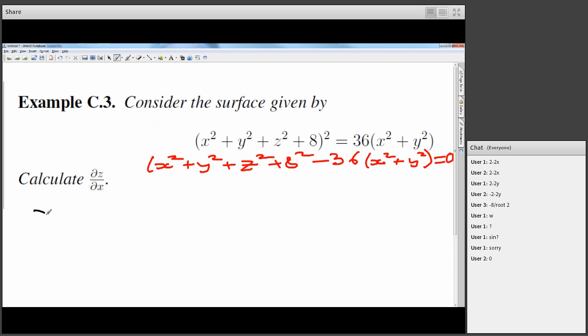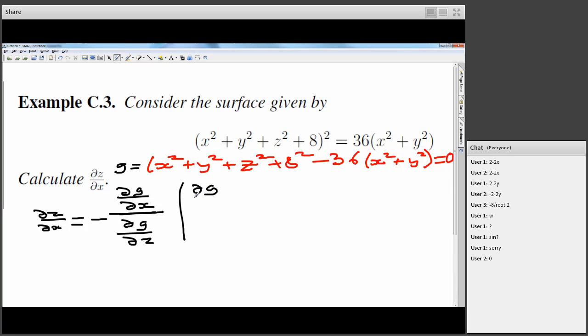By the implicit function theorem, the partial derivative of z with respect to x is a big minus sign, then a ratio of different partial derivatives. The one on the top is the partial derivative of this expression, let's call it g, with respect to the bottom variable, so del g del x. And the bottom here is the partial derivative of this same expression with respect to the top variable. That's the implicit function theorem. So what we need to do then is just find these different partial derivatives.